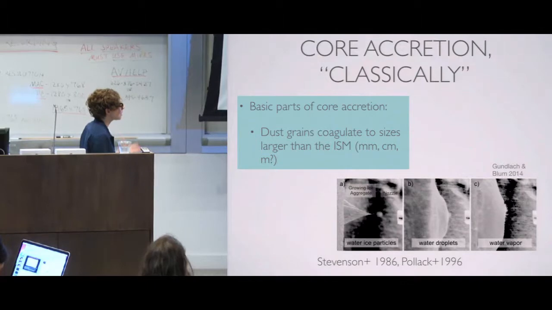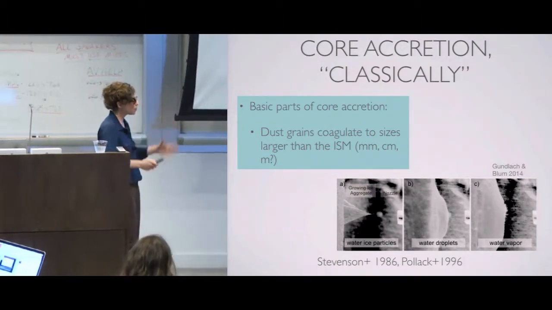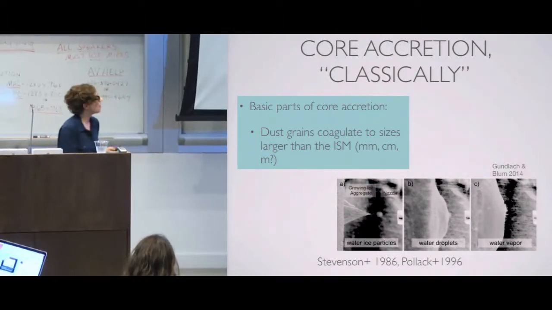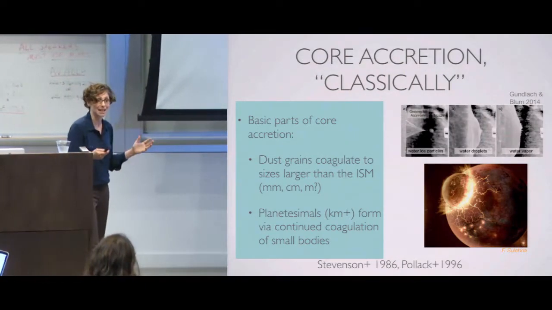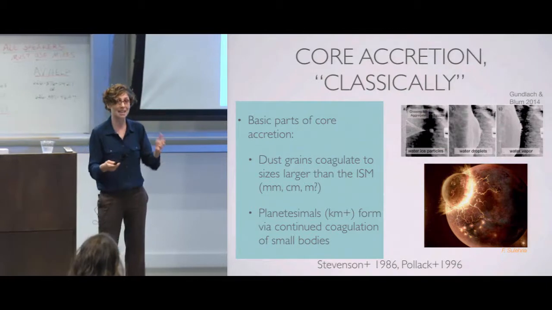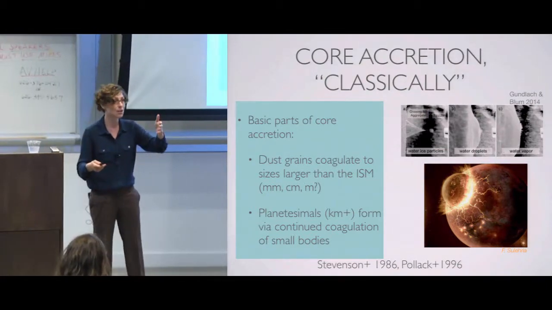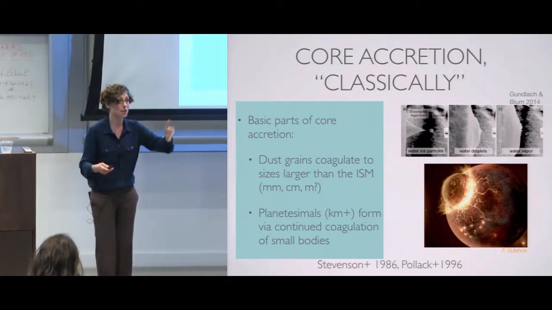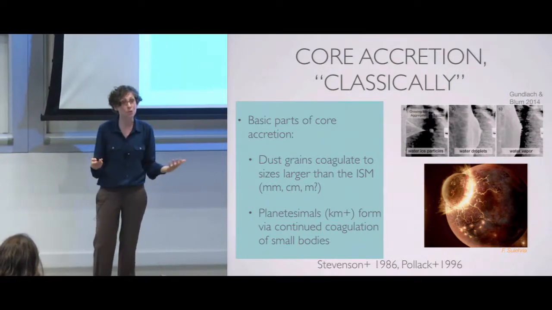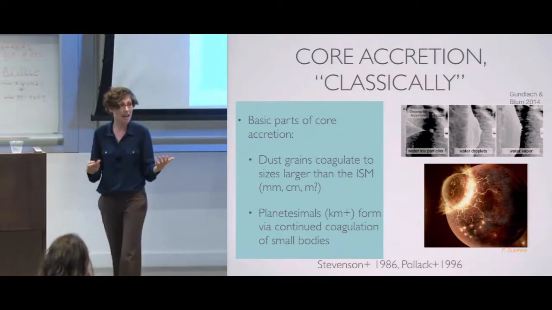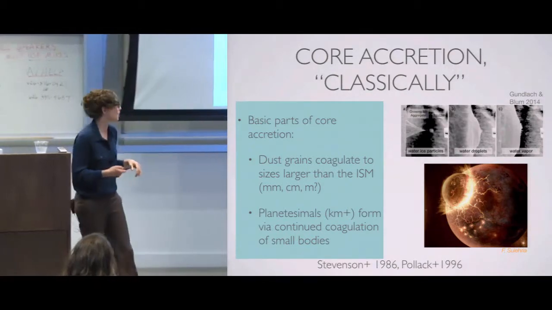You go from micron-sized grains and you coagulate through collisions. You get bigger and bigger and bigger. The next step is to just somehow keep getting bigger and bigger, and ascend not from just microns to centimeters to maybe meters, but meters to 10 meters to 100 meters, and up until you get to things that are kilometers in size. And then we change the name and we start calling them planetesimals.